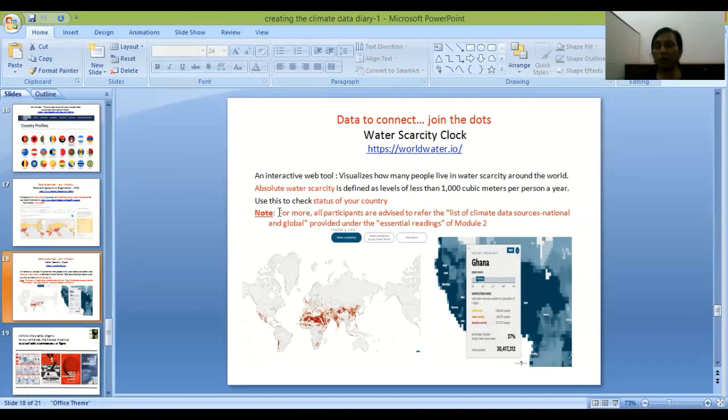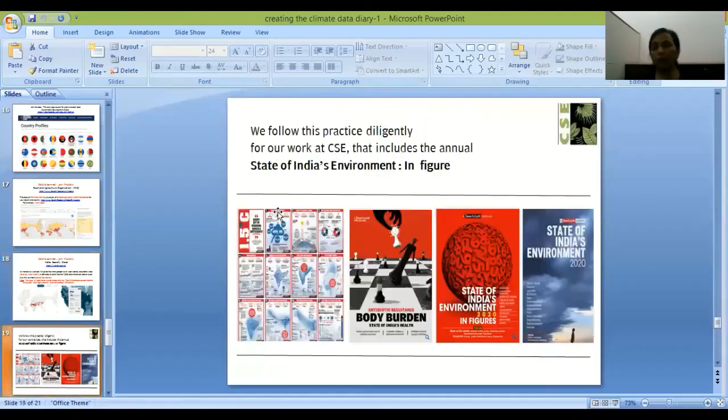So I'm repeating again, this is not a complete list. This is just a glimpse of what your diary should have. As I told you, we follow this practice at the center. And it's especially important for me because I come out with a State of India's Environment report in figures every year. That means I'm supposed to know what is happening and where the numbers are being generated on a regular basis. And I am sure you also would find the practice of creating a data diary very useful for your own work.